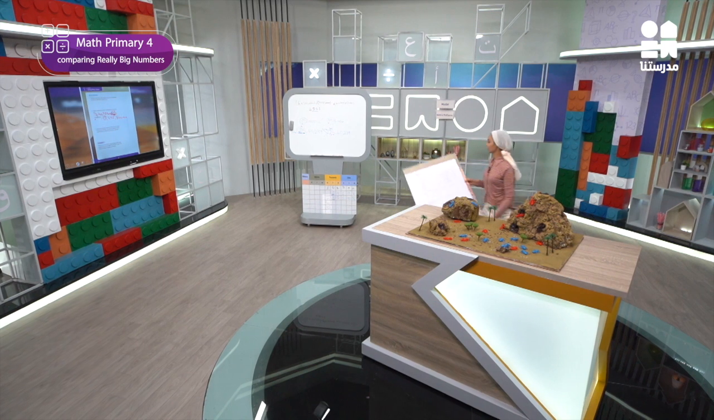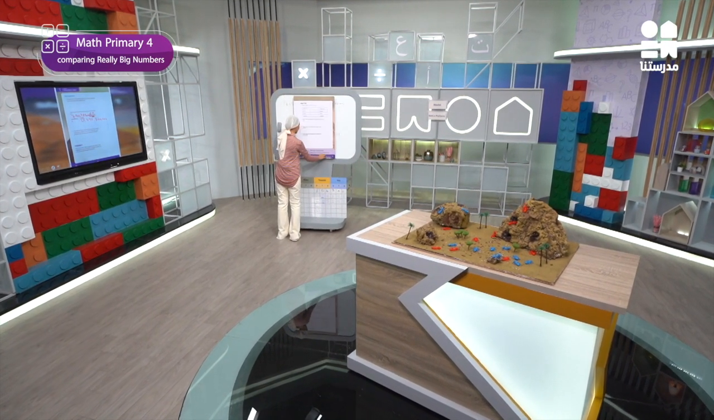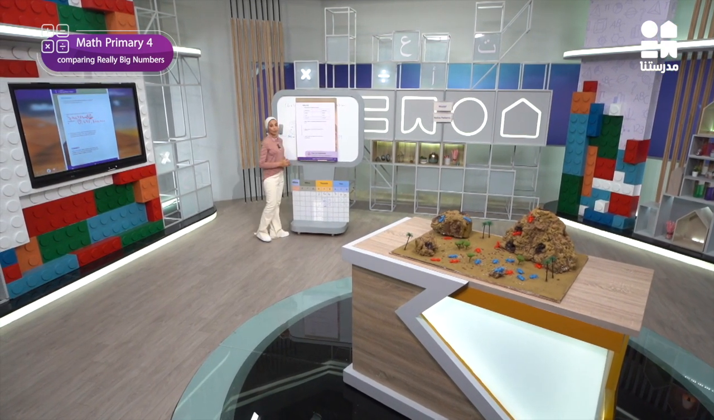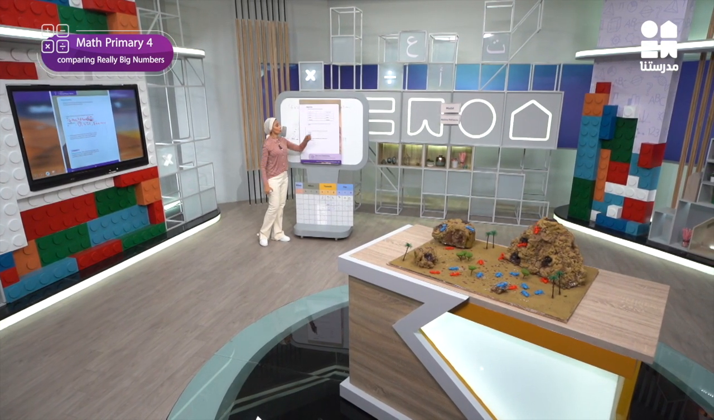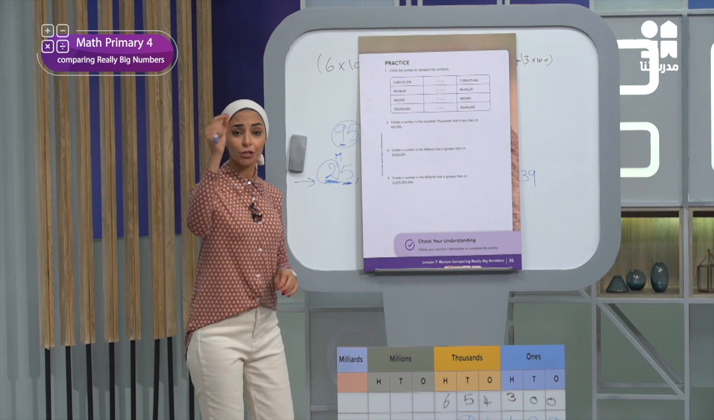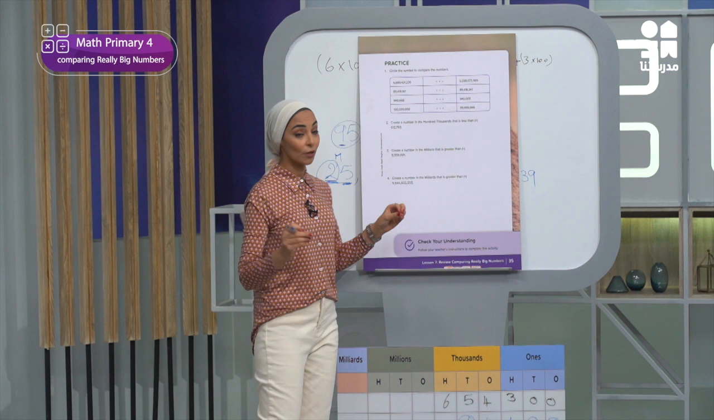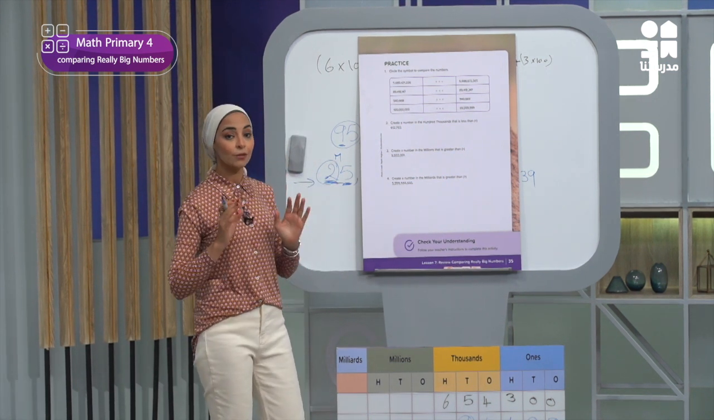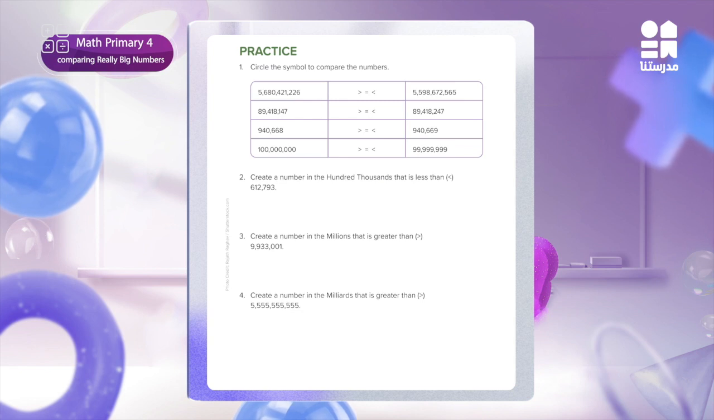Here I have the practice sheet. Okay. And let's do it all together. Here, number 1, circle the symbol to compare the numbers. I will just circle the symbol, okay? Before I circle the symbol, what should I do? I must read the two numbers, okay? Make sure you apply the two strategies. Now you know what the two strategies are, of course.